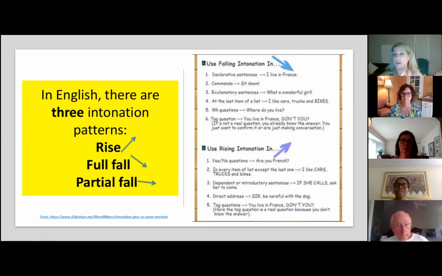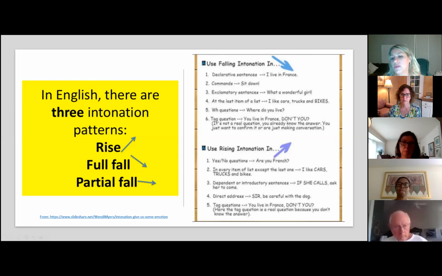I need more than a yes or no from you. It's a cue, and it's really important. And also tag questions. You live in France, don't you? Okay, so tag questions do that too. Rising intonation, we use with yes/no questions. Are you French? No, are you French? Okay, and then in the list, I like cars, trucks, and bikes, okay?